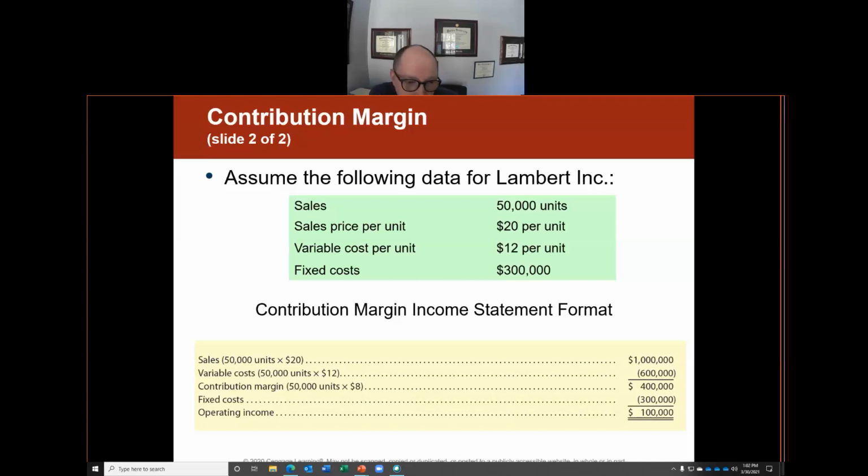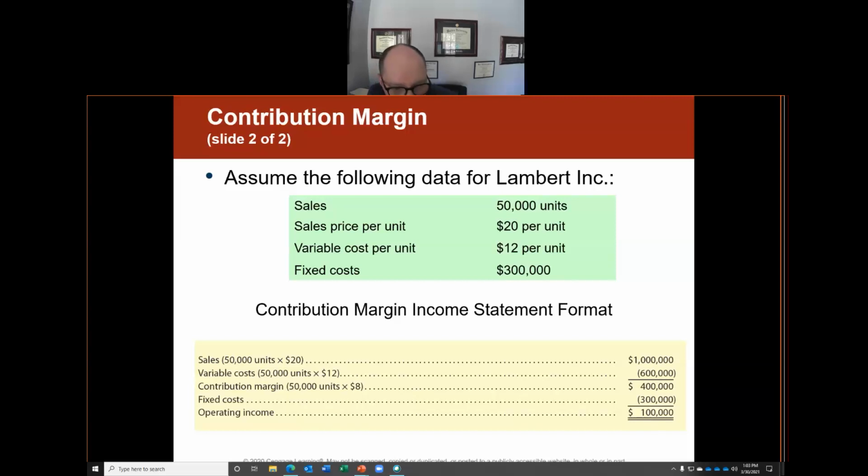If I sell 50,000 units at $20 per unit, that means I would have sold $1 million in sales. If I sold 50,000 units times $12 per unit of variable cost, that means I had a total variable cost of $600,000. Sales minus variable costs equals contribution margin. Sales, $1 million, minus variable cost, $600,000, equals contribution margin of $400,000.